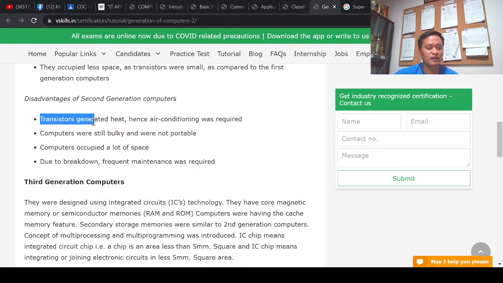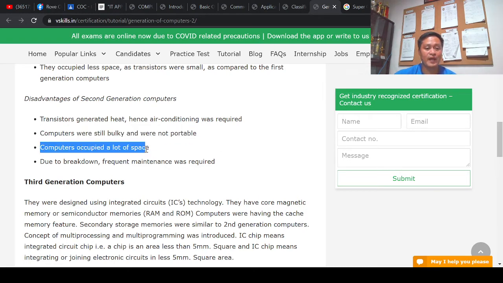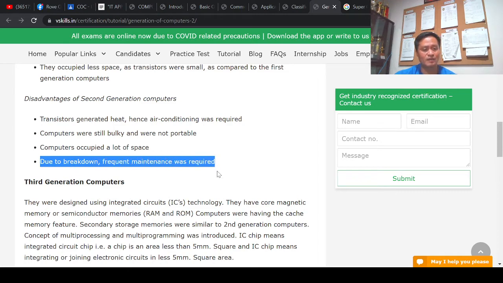First, transistors generated heat. It still produces heat, and it still needs air conditioning. But as compared to the first generation, it takes a lot of power. Computers were still bulky and not portable. It's still big, but smaller than the first generation. Computers occupied space, and due to breakdown, frequent maintenance was required. Almost similar to the first generation computers.